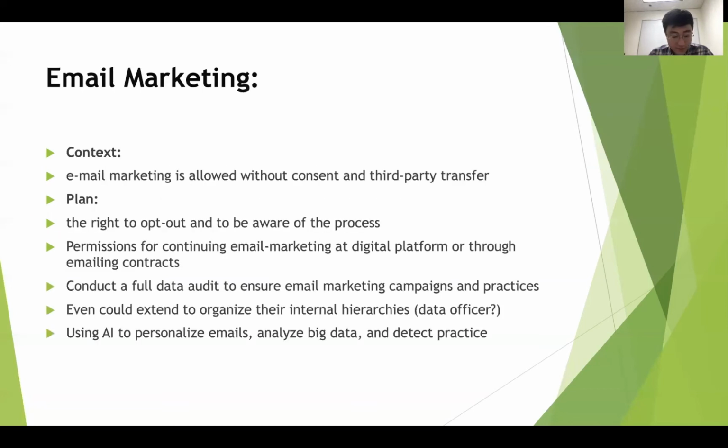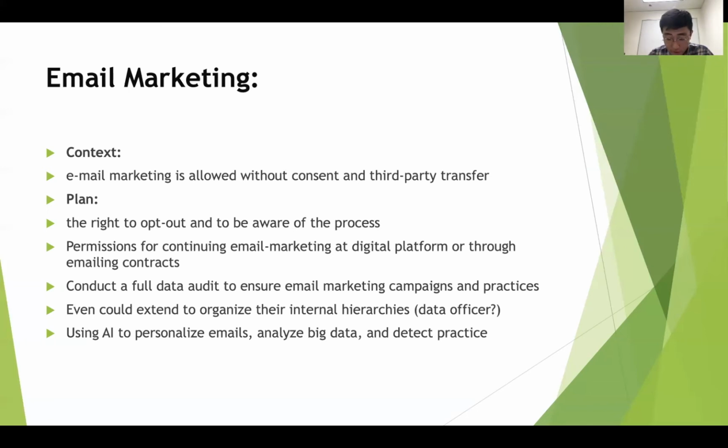The regulation actually covers 17 key concepts, but I will just talk about one concept today: how it regulates email marketing. Email marketing is the action of typically sending commercial emails to an individual or a group of people. Because the draft started in 2012, at that time, or even today, email marketing sometimes is allowed without customer consent or by third-party data transfer.